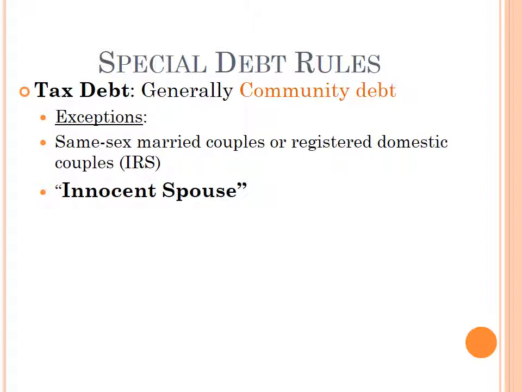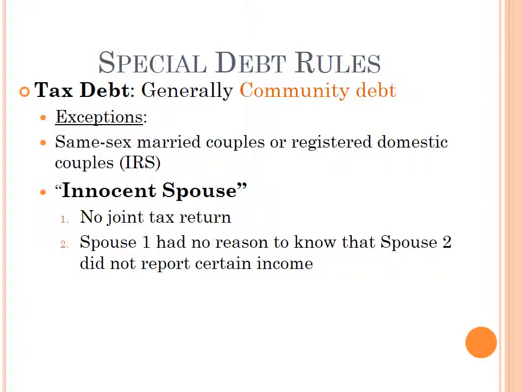Secondly, we have the situation of the innocent spouse. The innocent spouse rule is that one person should not be held responsible for the tax debts of the other, and it needs certain characteristics. Number one is that there was no joint tax return filed. They both had to have filed separately. Number two is spouse number one had no reason to know that spouse number two did not report a certain income. Perhaps spouse number one didn't know any income was actually coming in.